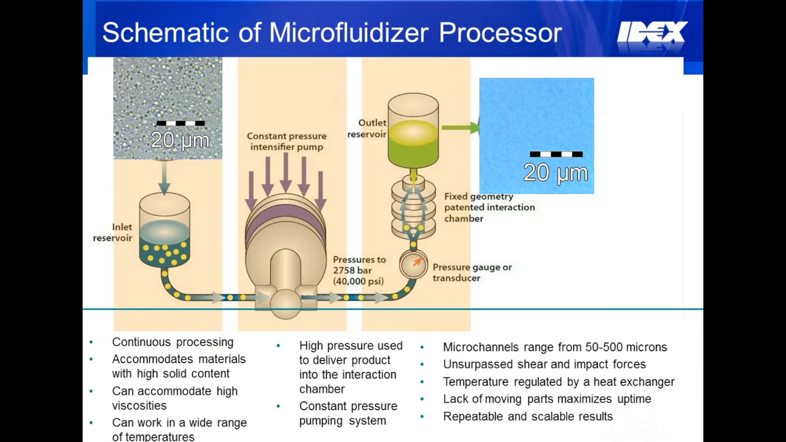Lastly is our interaction chamber, which is the heart of our microfluidizer processor. As mentioned before, it is a fixed geometry microchannel, which ensures that all of your material is being processed at a very consistent shear rate.